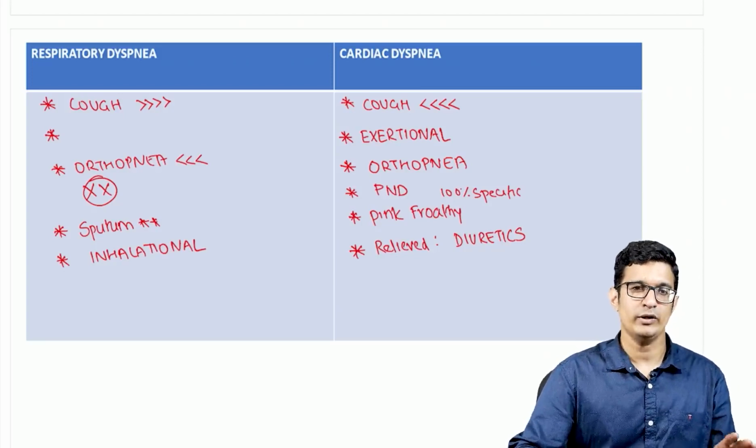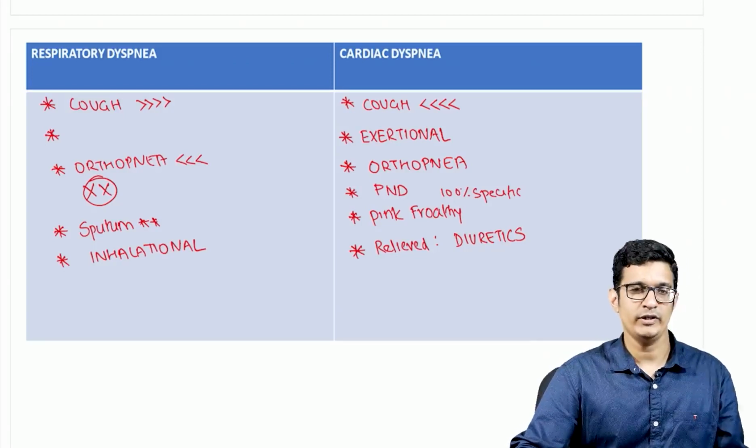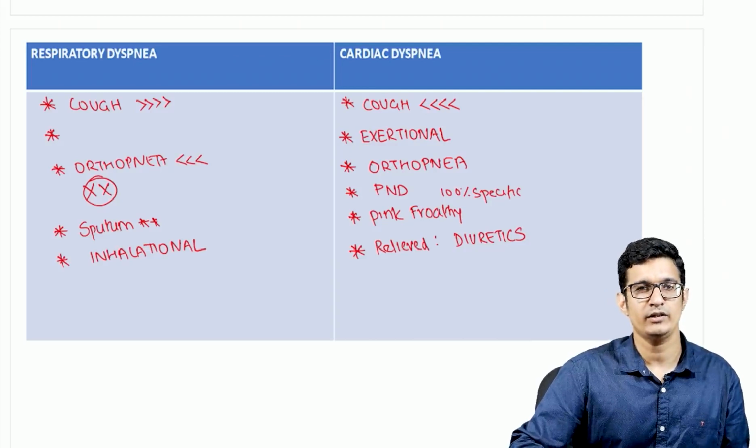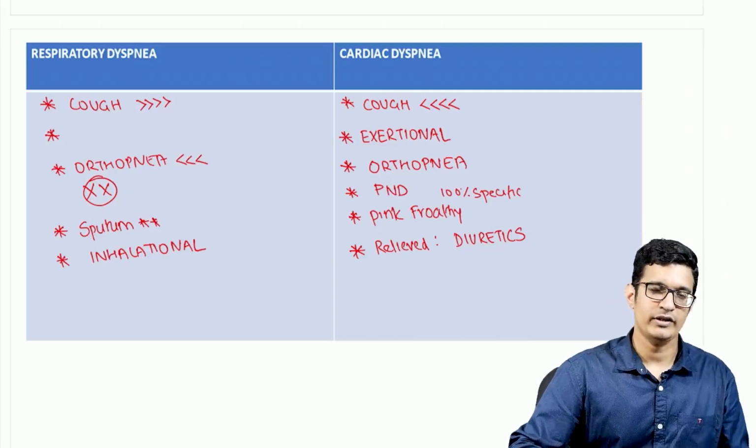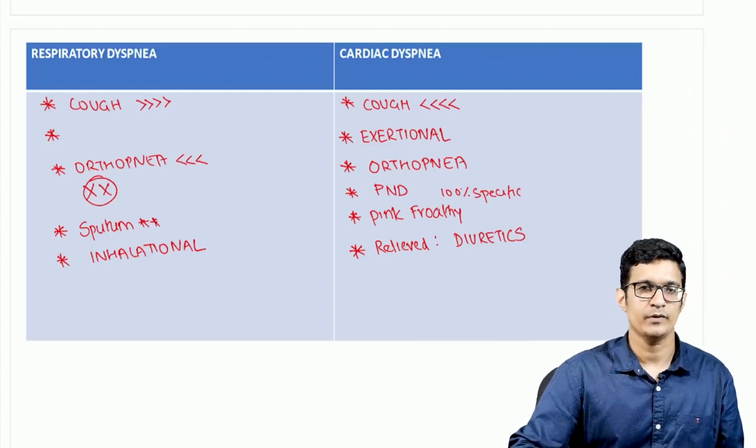So these are the core points. There are subtle small points, but these are the essential points that you need to understand in order to differentiate between cardiac and respiratory dyspnea. Okay.